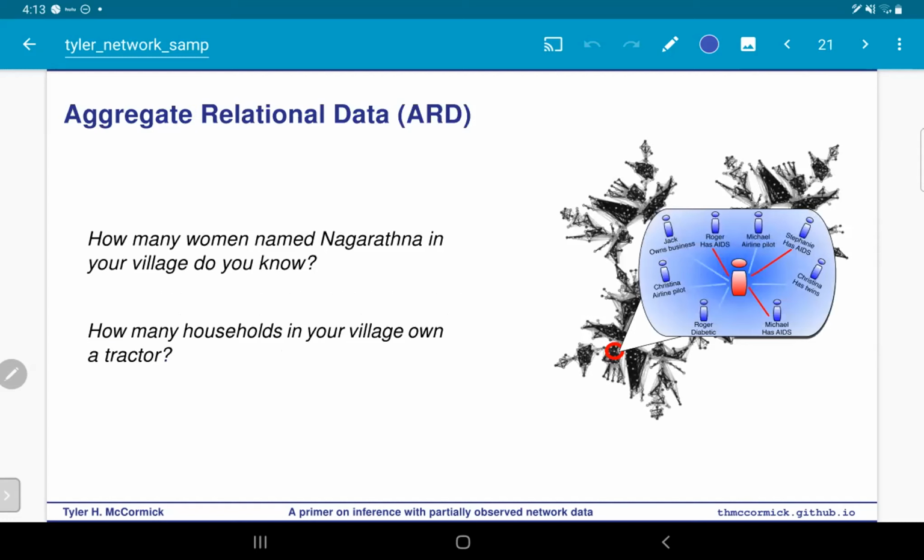So I want to give one example of the more parametric-assumption-focused framework, which is using something called aggregated relational data. This is essentially a way of asking people how many connections they have with a particular group of individuals. So it might be how many people with a particular name do you know? How many households do you know that own a particular piece of farm equipment? These are examples from one survey that uses this type of data collection. So in a sense, this is an extreme example of sampling where we have a sample of nodes, and from that sample of nodes, we ask them not about connections to specific individuals, but about connections to groups of individuals.